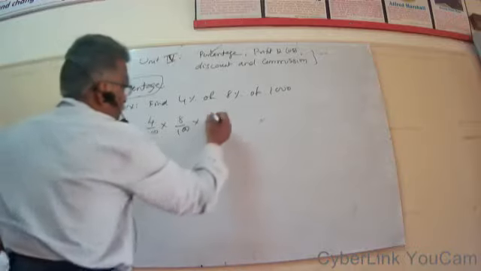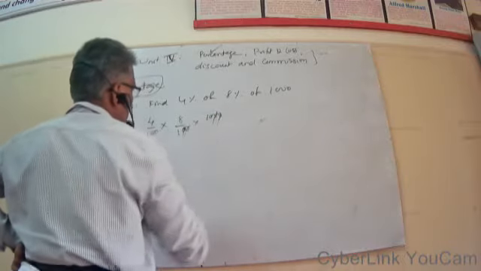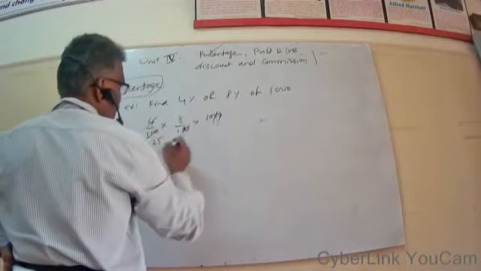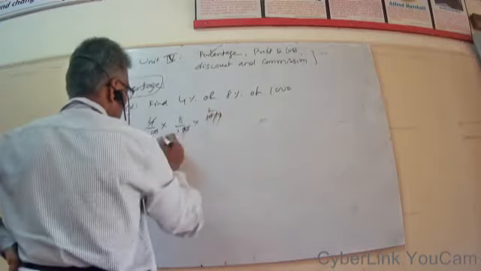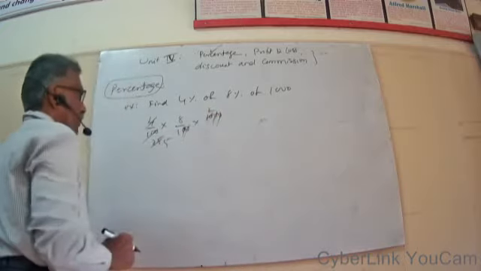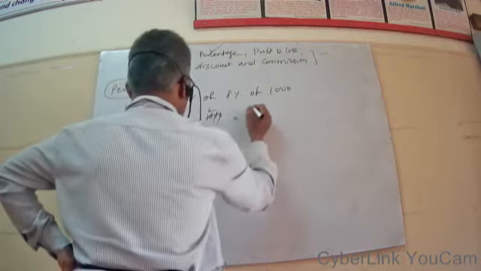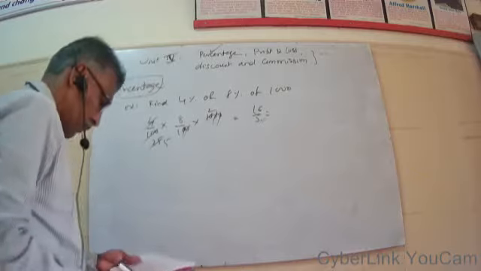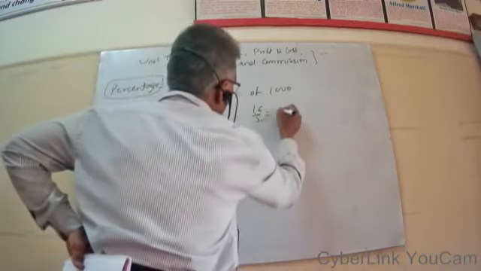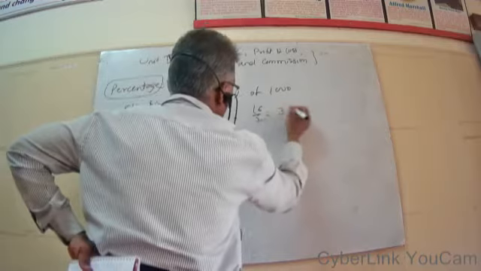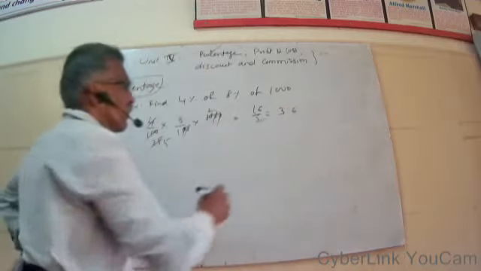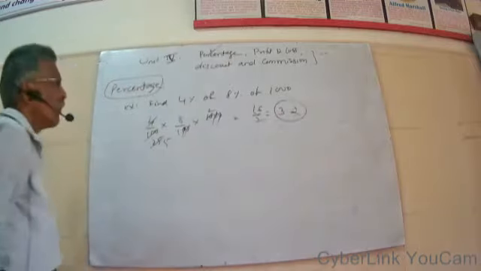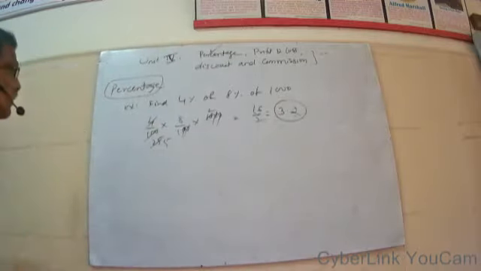This equals, this cancelled. 4 into 25, 5, this is 16 divided by 5. 16 divided by 5, yes. 5 threes are 15, 5 sixes are 30. Sorry, 5 threes are 15, 5 twos are 10. 3.2. This is the answer. Find the 4% of 8% of 1000. Next example.